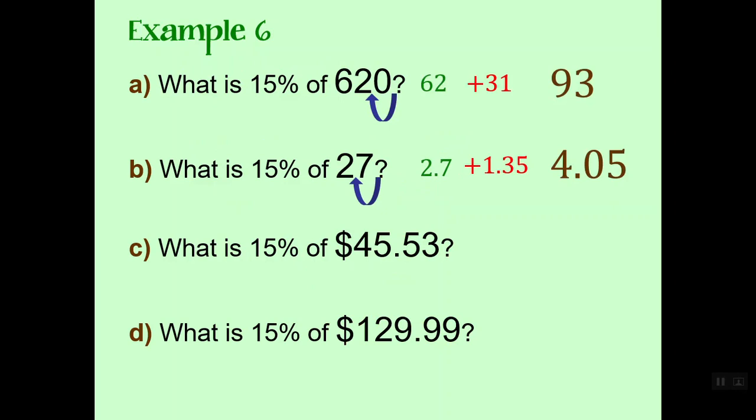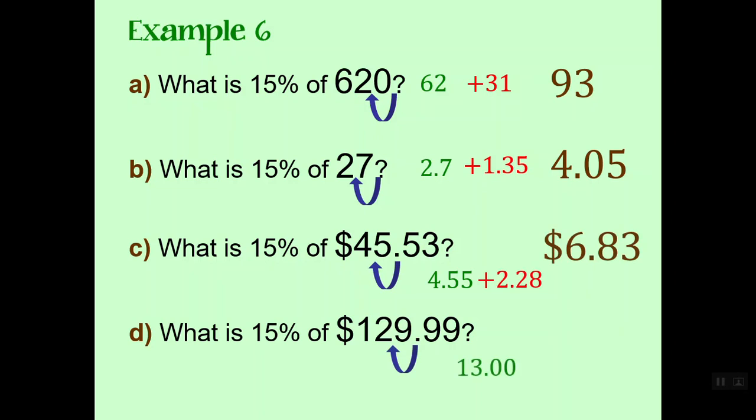15% of $45.53. First we take 10%, $4.55. Cut that in half and round so that it's money. It's $2.28. Add those together, we get $6.83. Again, some of this you might be able to do in your head, and some of it you might need to write down on paper or do in the calculator for the final adding together.